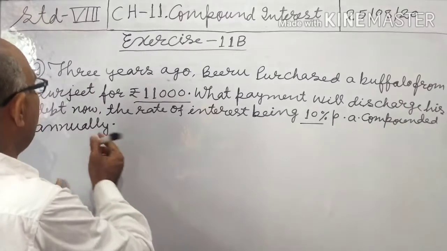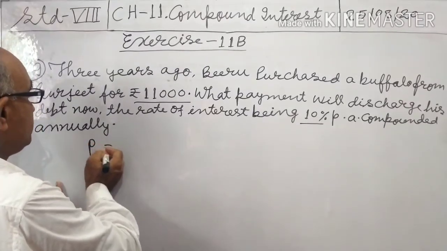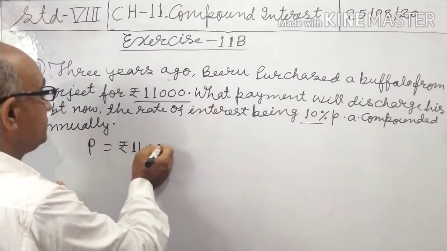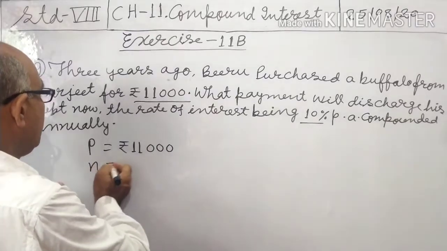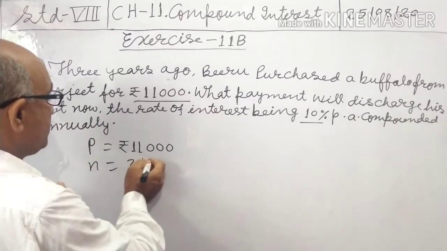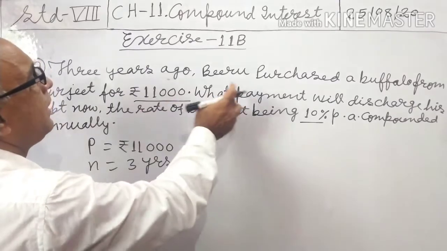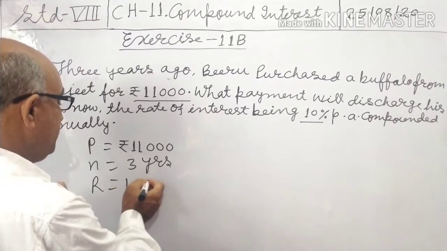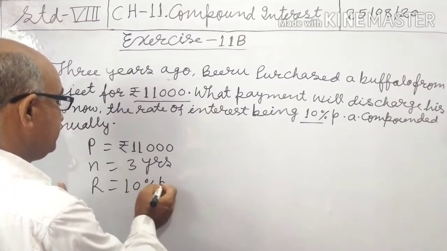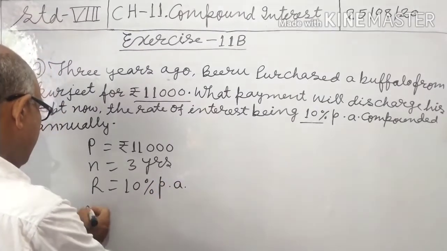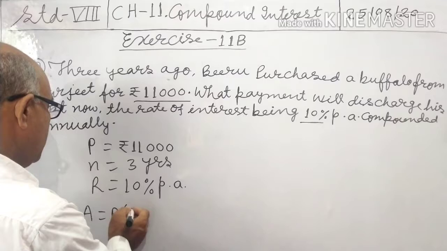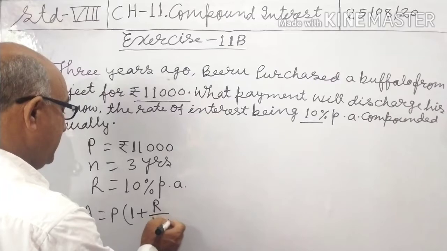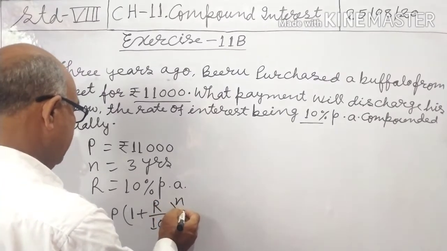Here given P equal to rupees 11,000. N equal to 3 years ago, so 3 years. And R equal to 10% per annum. So find A equal to P into 1 plus R by 100 to the power N.